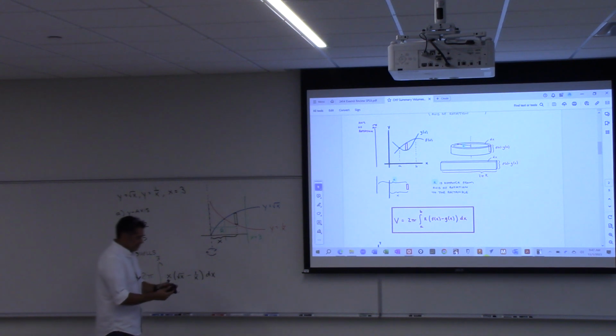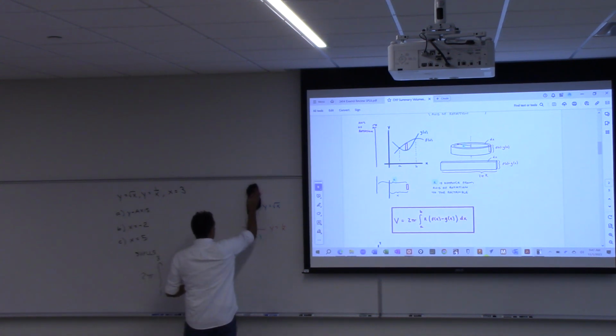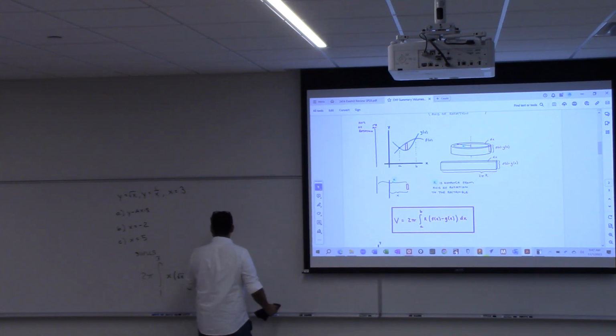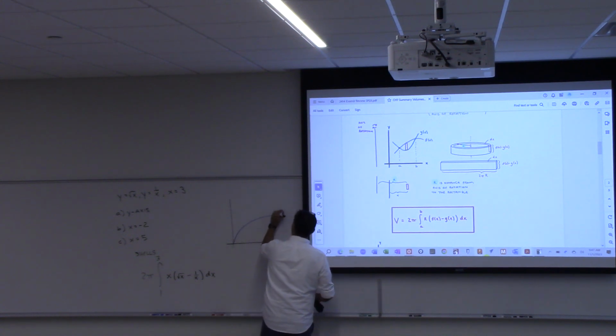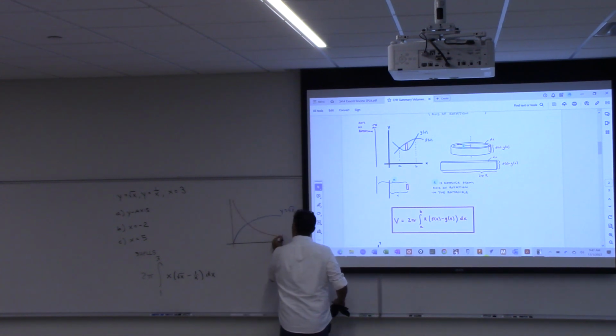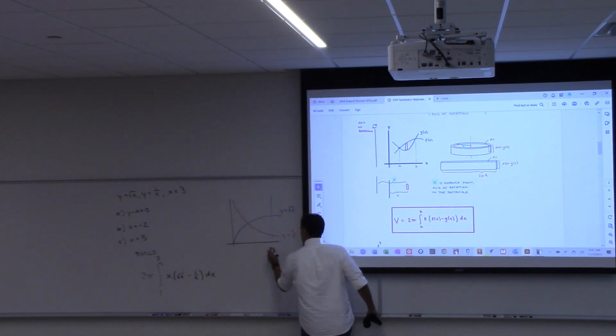I'm going to draw it again. Sorry, I will. It's important that you see the difference between these pictures. It's not a big difference, but it is different. So here, square root of x. Okay, x is 3.